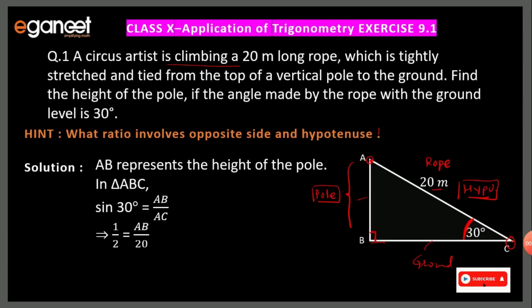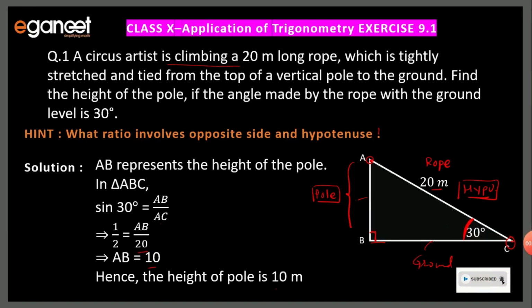It will be sine 30 is 1 by 2 and AC is 20. Now the only thing that we need to do is simplify. So AB will be 20 upon 2, which is 10, and therefore we can say that the height of the pole is 10 meters. So I hope students you have very well understood this question.